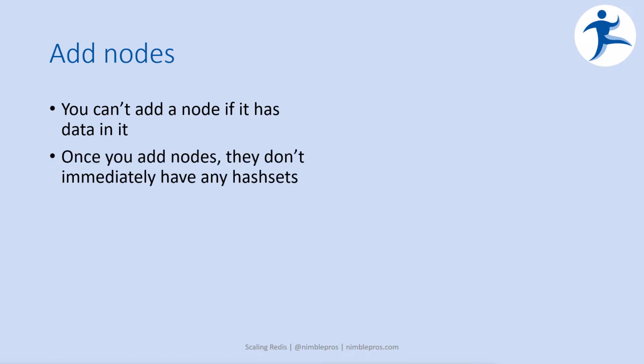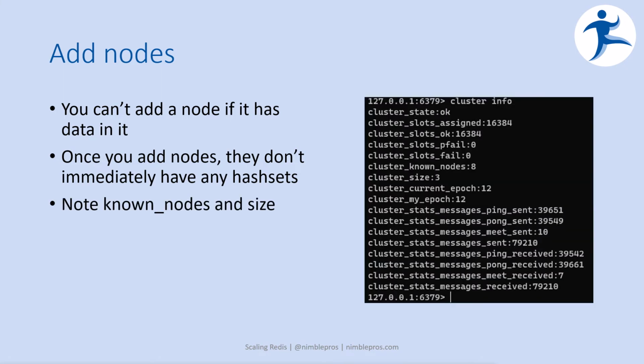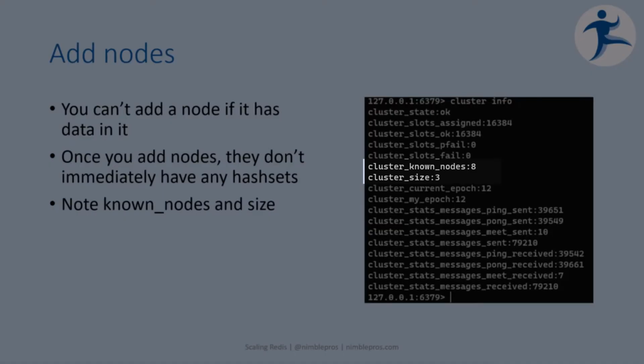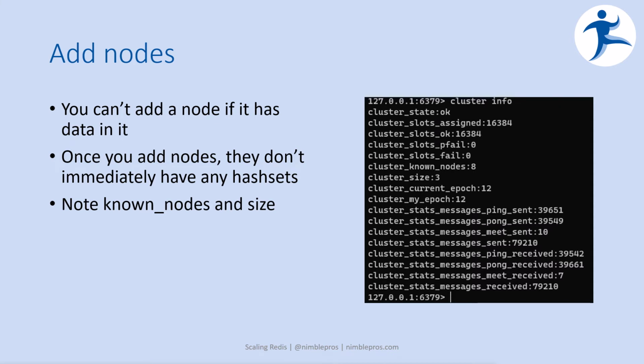Once you add nodes, they don't immediately get any hash slots. You have to do that yourself. So if you look at this cluster info screenshot right here, I've just added a node and a replica to the cluster. And so you can see that the cluster known nodes is 8. However, the cluster size is only 3. And the reason for that is that it's not actually using any of the servers that I've just added.